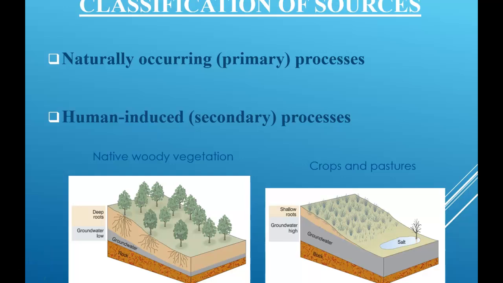So, as we were discussing the classification of sources which contribute to salinity, there were two basic sources: primary sources and secondary sources. As I have mentioned, primary sources are basically naturally occurring sources, while secondary sources include the sources or processes which are because of human activities.